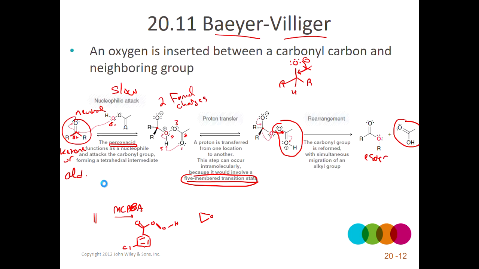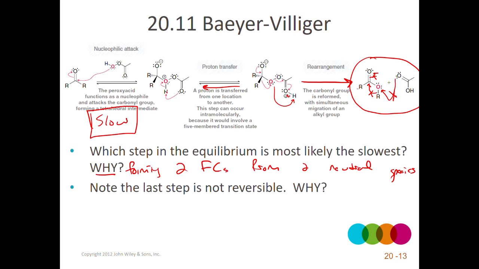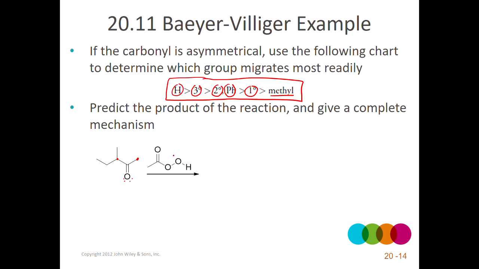So if we look at the mechanism back here, first thing that's going to happen is the oxygen that has a hydrogen is going to attack the carbonyl carbon. So it's going to be this oxygen to attack the carbonyl carbon, pushing the electrons up. So that gives a negative. This oxygen then is now connected here.